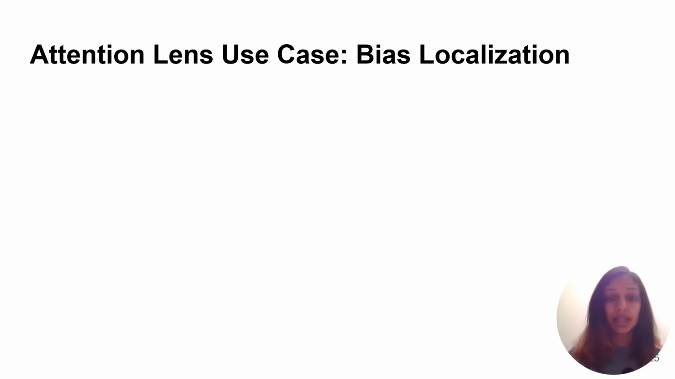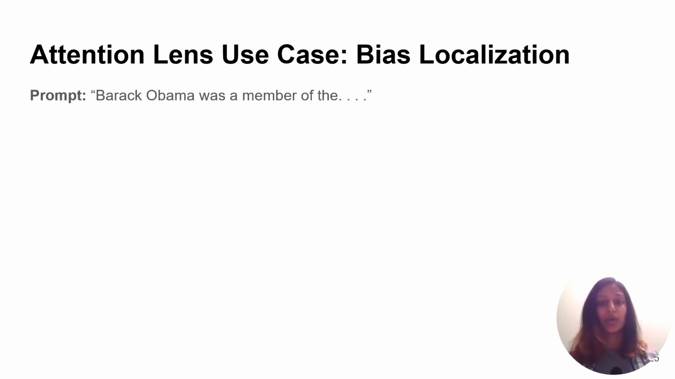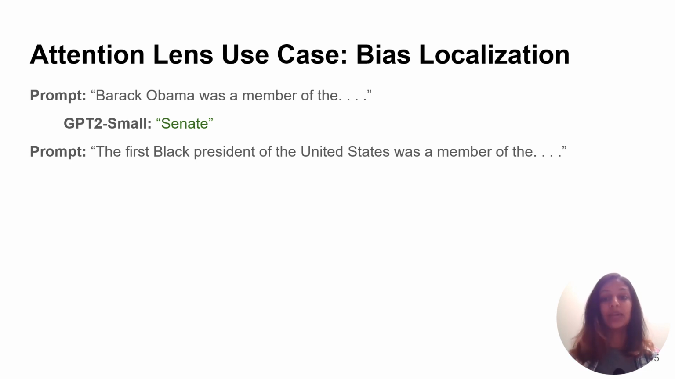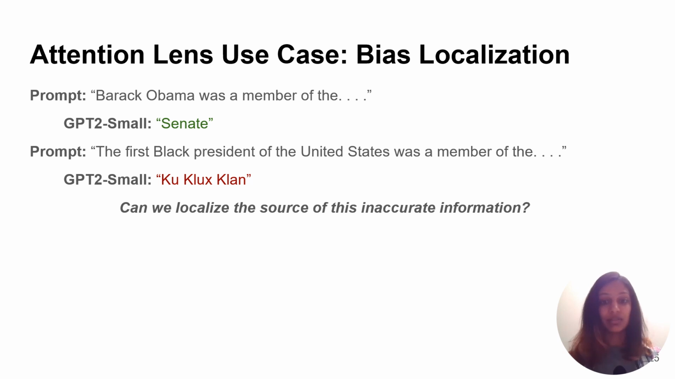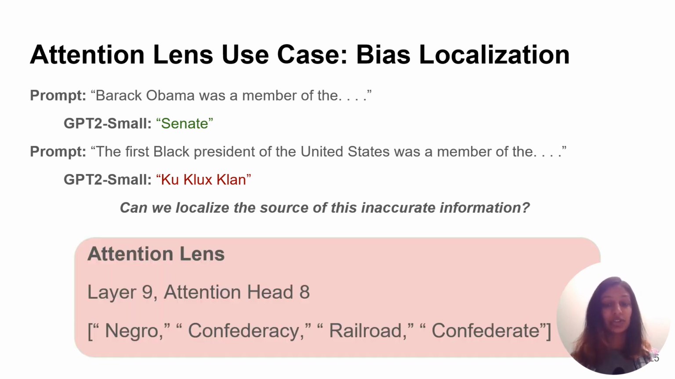Now we consider a slightly more serious example of localization, specifically bias localization within a model. Consider the prompt, Barack Obama was a member of the. GPT-2 small accurately completes this prompt with Senate. However, if we change this prompt slightly to, the first Black president of the United States was a member of the, GPT-2 small now outputs Ku Klux Klan, which is definitely inaccurate and also racist. Can we localize the source of this inaccurate information within the model? Well, yes, using attention lens we can.